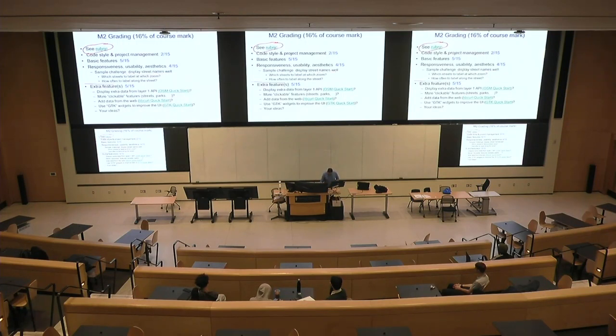And then another 5 marks are coming from what we call extra features. So extra features are, we're not telling you exactly what to do. So do some more things beyond these basic requirements. Here's some ideas, right? So show more data. I already talked about that from OpenStreetMap.